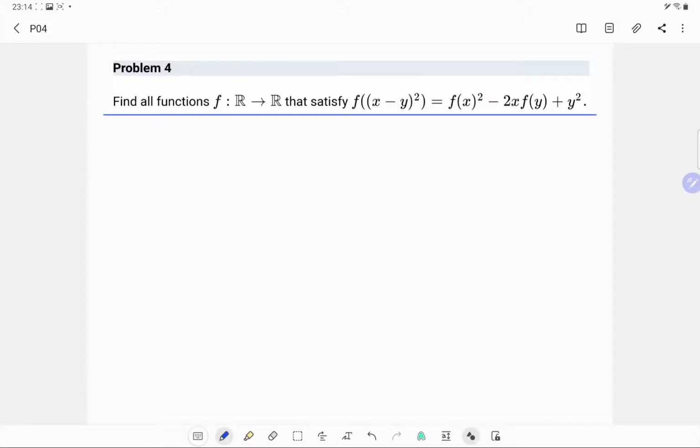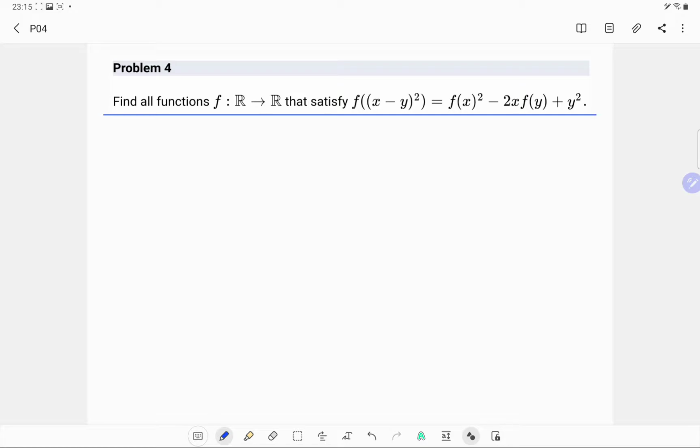Okay, let's take a look at another functional equation. So this one is: find all functions f from real numbers to real numbers that satisfy (f(x) - y)^2 = f(x)^2 - 2x f(y) + y^2. So this one is very interesting.